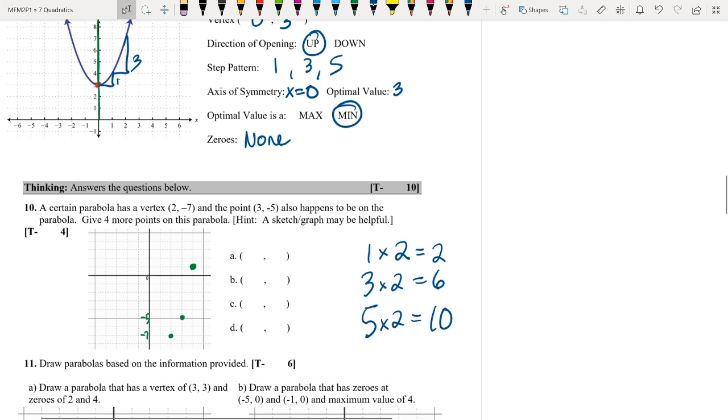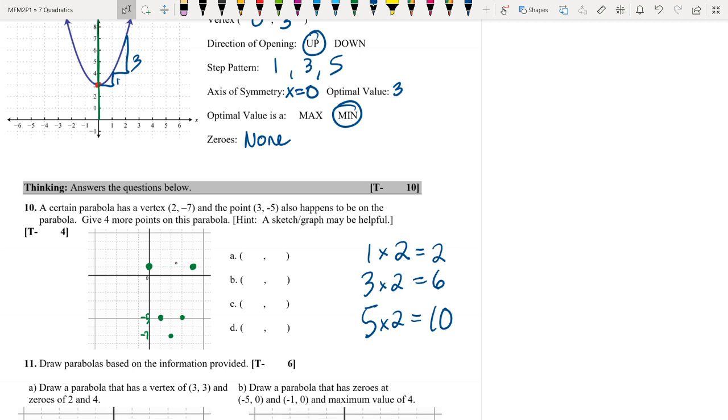What about the other points that I need? Well, I know there's going to be a point here. It's a symmetrical point, so it has the same y value, and it's an equal distance from the axis of symmetry. So that's going to be one of the points. And then another point, I'm going to go over 1 and up 6. And that's another symmetrical point that I identified, has the same y value as this point right here, and it's the same distance from the axis of symmetry.